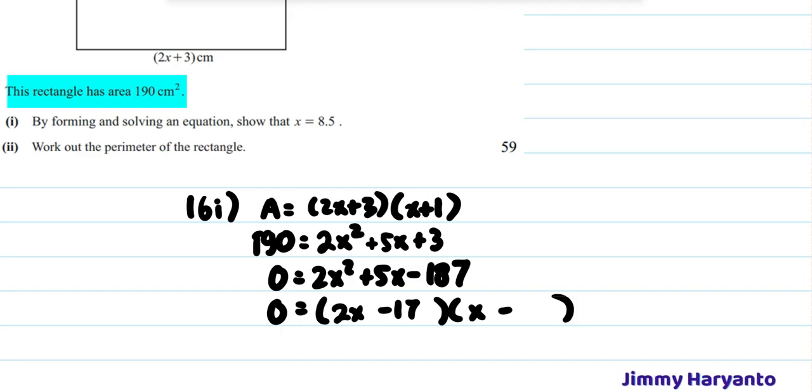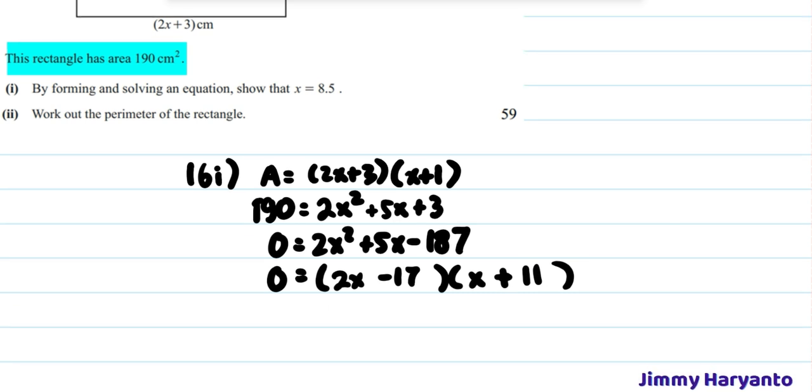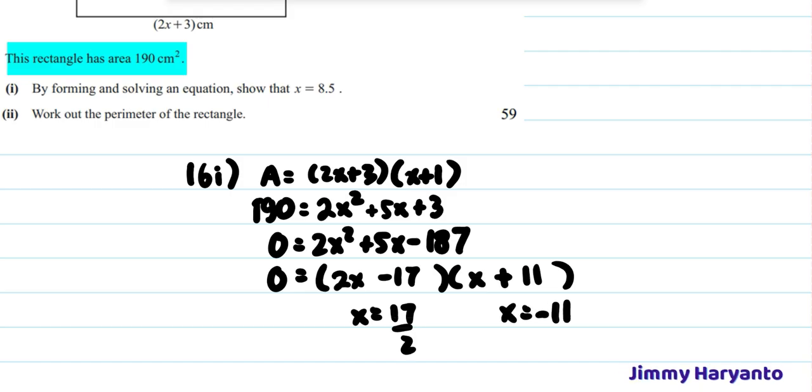11 right there. So negative 22. Oh, this one should be positive. Positive 22 minus 17 is 5. Okay, that's good. So x equals 17 over 2 for this one, x equals negative 11 for this one. Because this is a length, we have to reject this, and then we'll take the 17 over 2, which is 8.5.